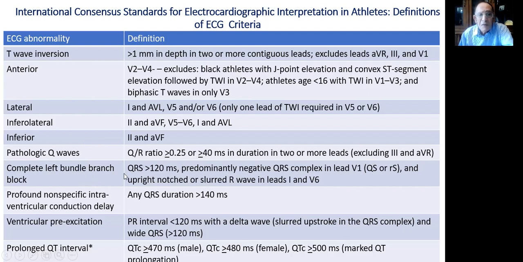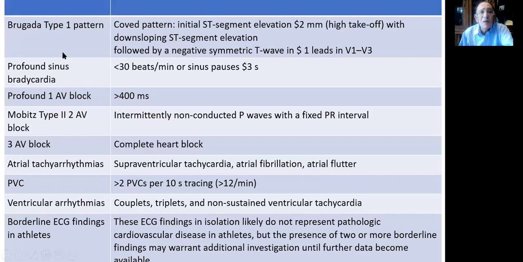Complete left bundle block more than 120 millisecond. Profound non-specific intraventricular conduction delay means QRS duration more than 140 millisecond. Ventricular pre-excitation: short PR less than 120 millisecond, and delta wave. Prolonged QT more than 470 millisecond in male and 480 millisecond in female. This is the definition of the abnormalities.